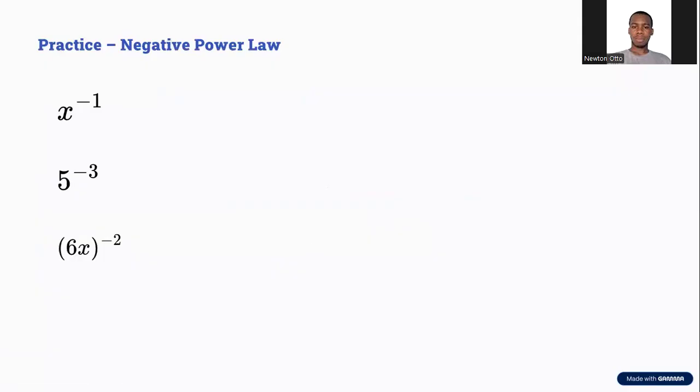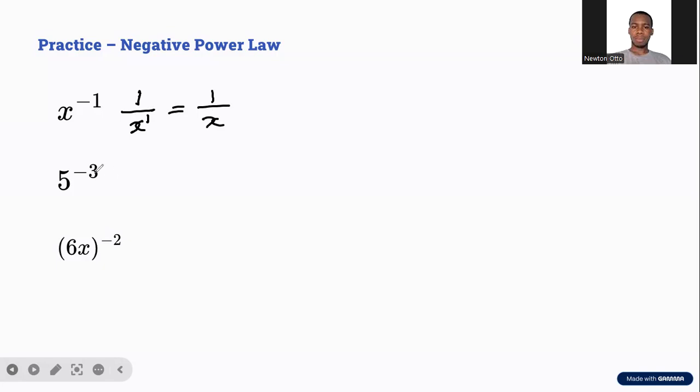So you have some negative power law questions to practice. Pause the video here and attempt the questions. Okay? We have x raised to power minus 1, which is just 1 over x raised to power 1. You repeat itself, but don't put the negative. Anything raised to power 1 is itself. That's 1 over x.